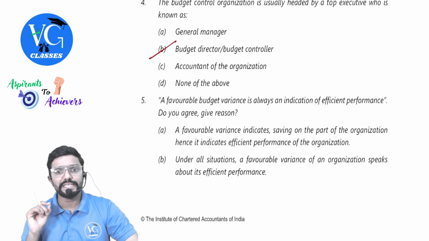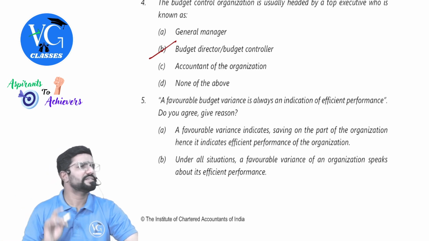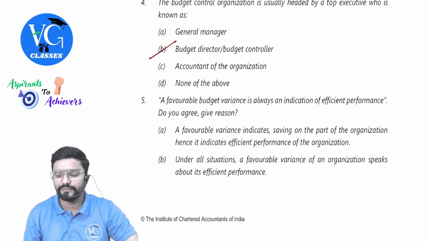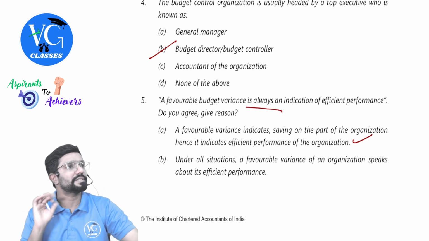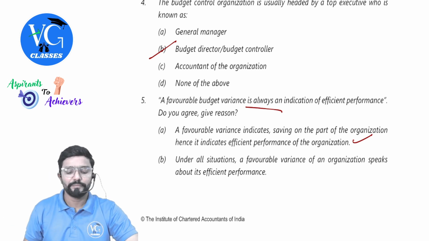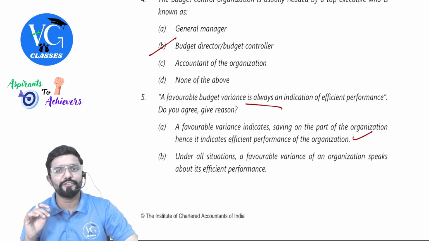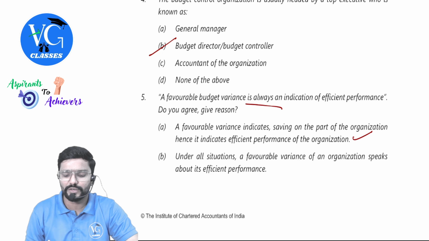A favorable variance indicates saving on the part of the organization. Hence, it indicates efficient performance of the organization. Yes, guys, this is what happens the majority of the time. But I am concerned about one word they have used, which is always. So, will it be always, sir? Need not be. Under all situations, does a favorable variance of an organization speak about its efficient performance? No, I cannot conclude that way.